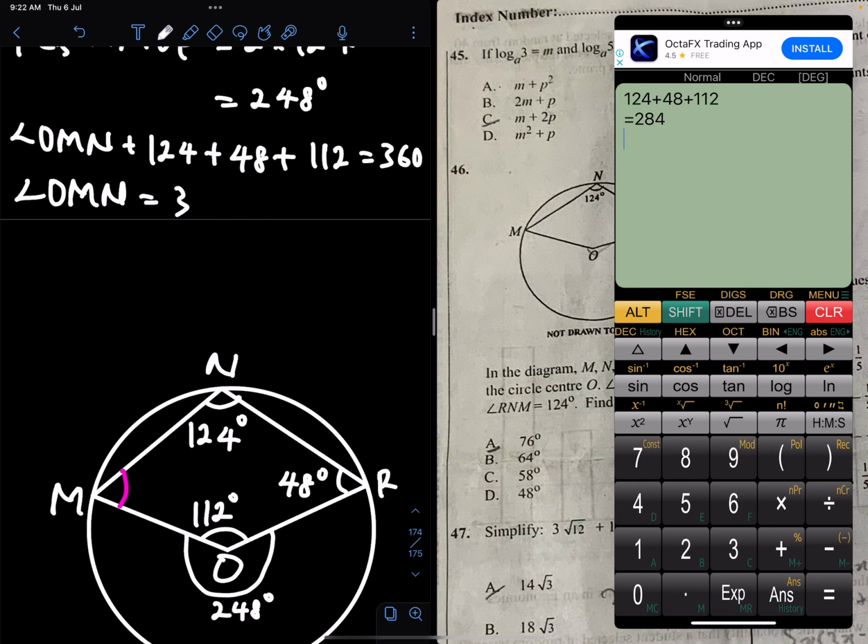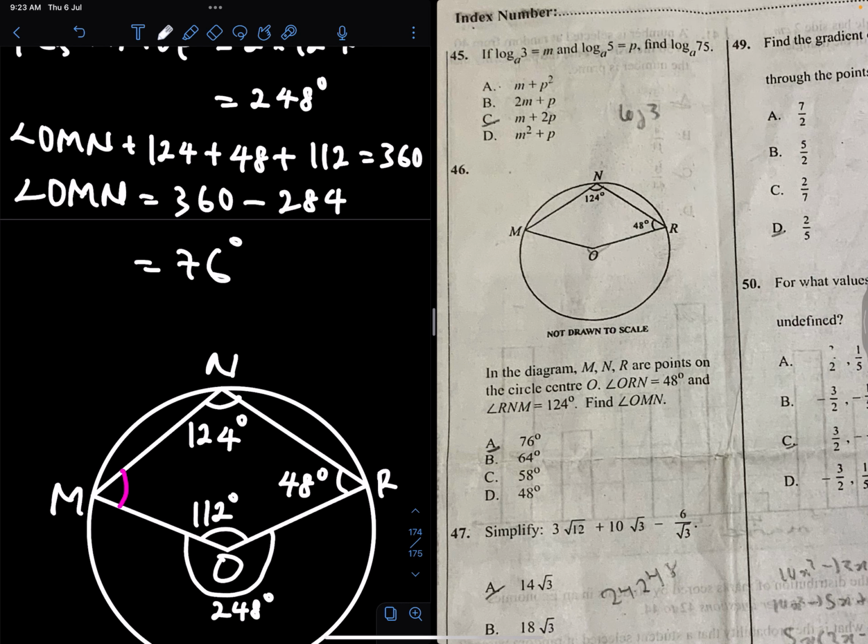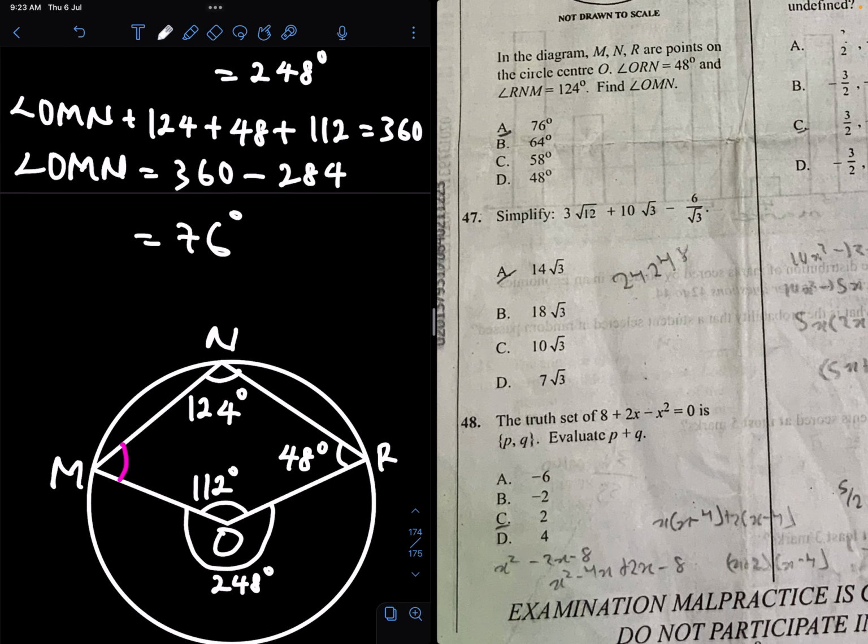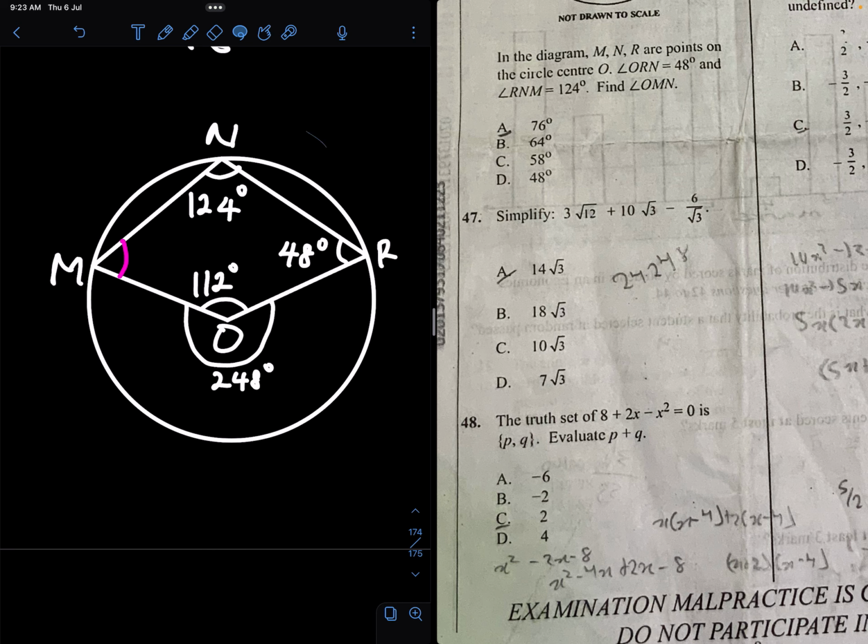So angle OMN equals 360 minus 284, and that's equal to 76 degrees. Angle OMN is therefore equal to 76 degrees, and the correct option is A. Now let's go straight to the next one, which is number 47.